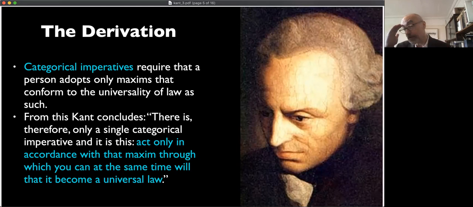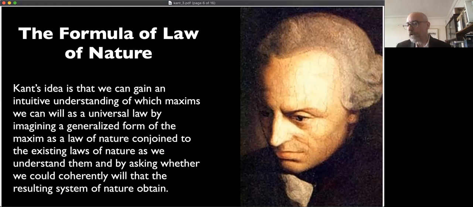Okay, let's look at the formula of law of nature. The formula of universal law, Kant thinks, is abstract and so difficult to apply, but he thinks it's much easier and more intuitive to apply the formula of law of nature in determining the permissibility of a maxim. Now, the formula of universal law differs from the law of nature in that the former involves willing a law, whereas the latter involves willing a law of nature.